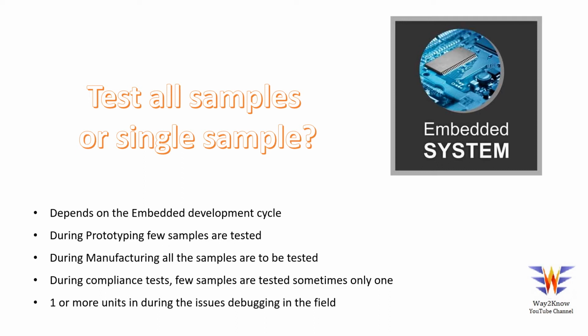But in the manufacturing, let us assume we completed the prototyping phase and moved to the manufacturing phase, and we are manufacturing some 10,000 boards, for example. Each and every board should be tested. So in the prototyping phase, it is at the designer's discretion to test or not test all the produced samples. But in the manufacturing, all the samples need to be tested.